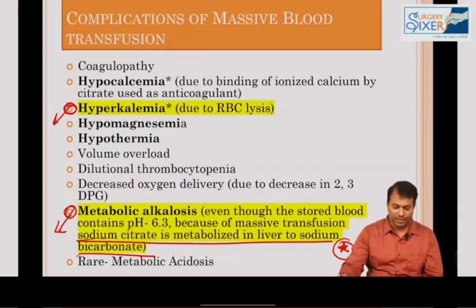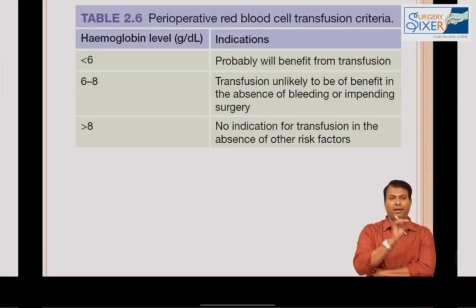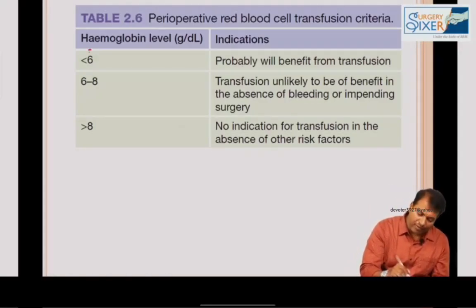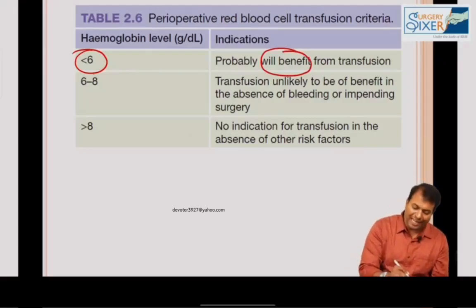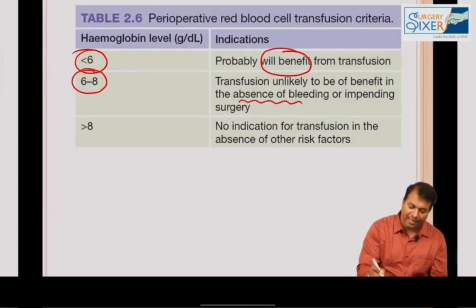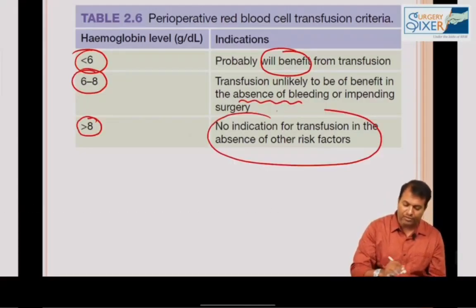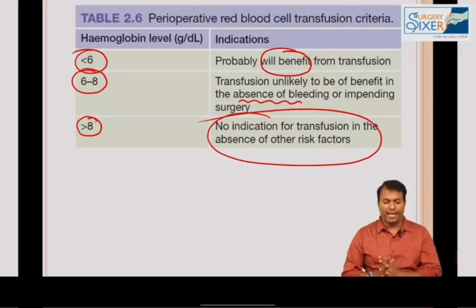And this is again a new point from Bailey and Love, latest edition. At what hemoglobin level intraoperatively will you give blood to the patient? Less than 6 gram, the patient will benefit from blood. Please remember, will benefit from blood. 6 to 8 gram, unlikely to be beneficial in the absence of bleeding. More than 8 gram, no indication of transfusion in the absence of other risk factors. So preoperative and perioperative blood transfusion is indicated only when the hemoglobin is less than 6 grams.